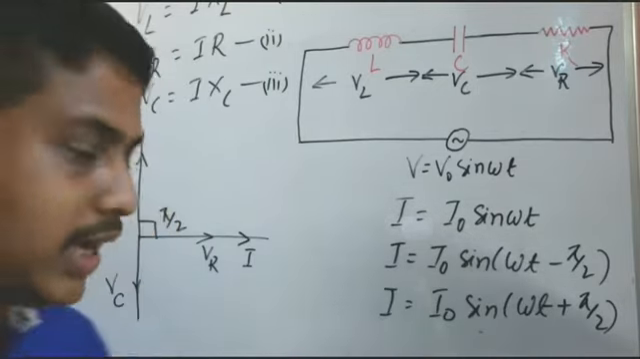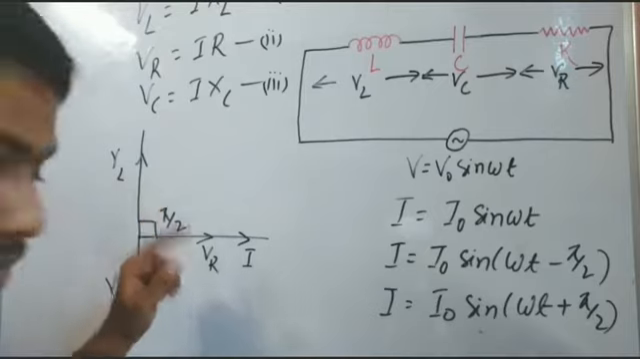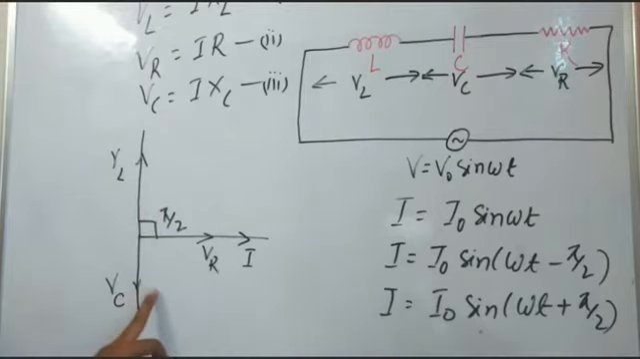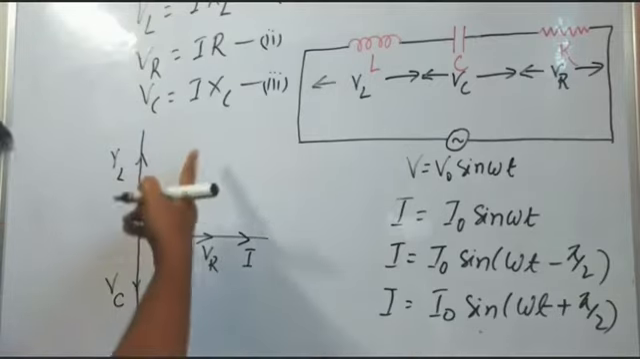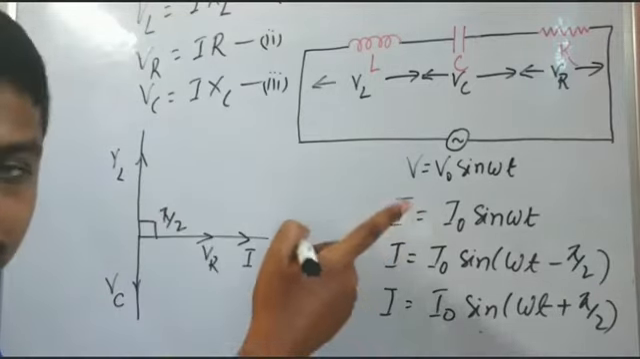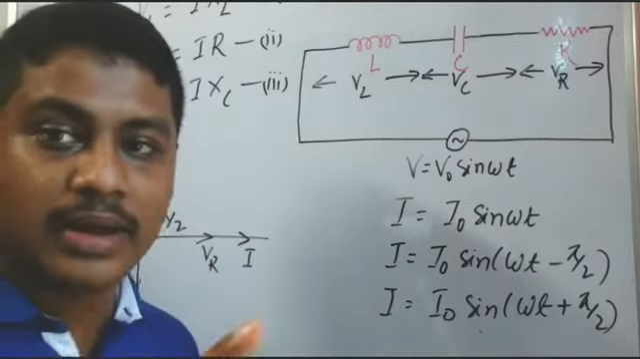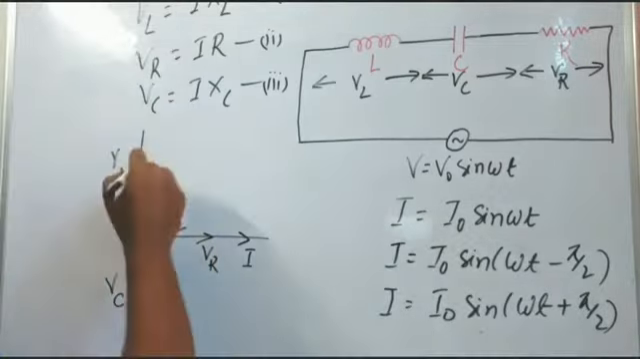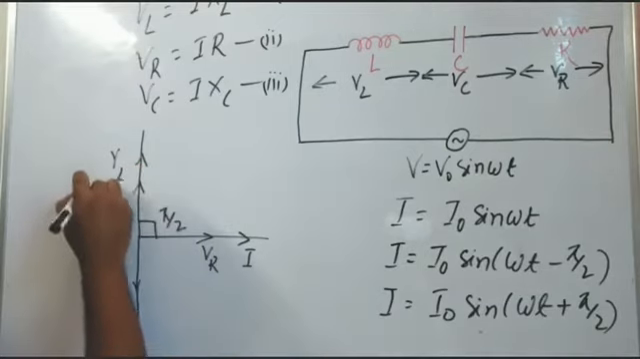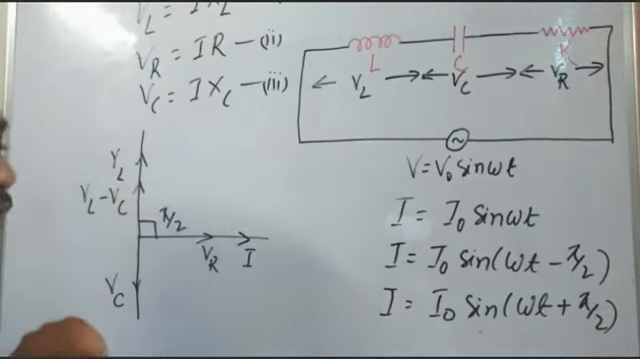But for that, we have to reverse one vector. I will be reversing this vector VC. So if I reverse the vector VC, it will be minus of VC. Then we can add with this vector. This you have already got in class 11 vector addition. So here this will be represented by VL minus of VC.